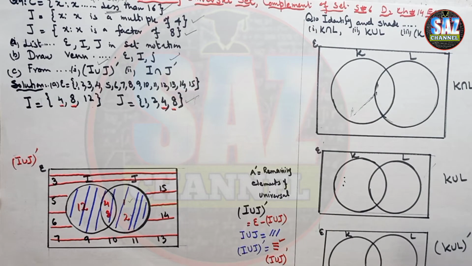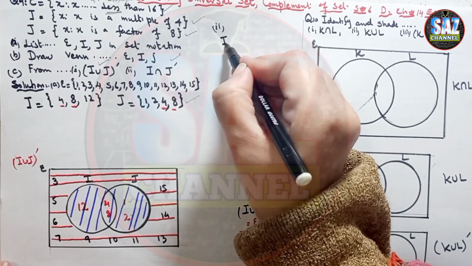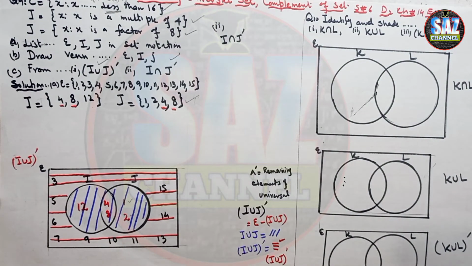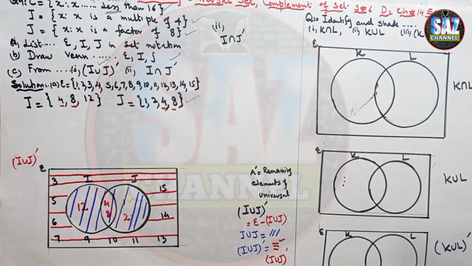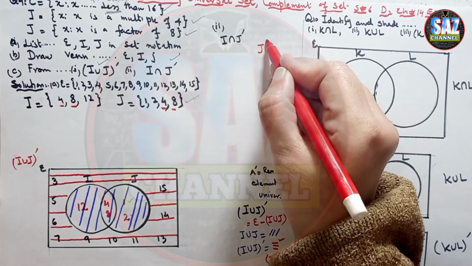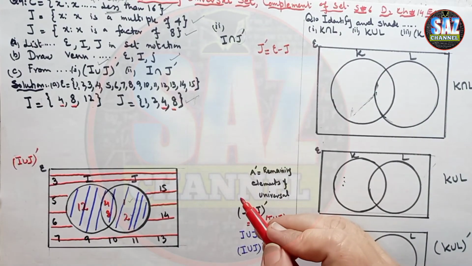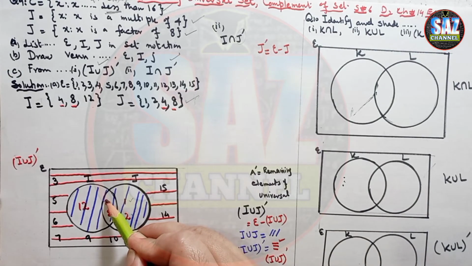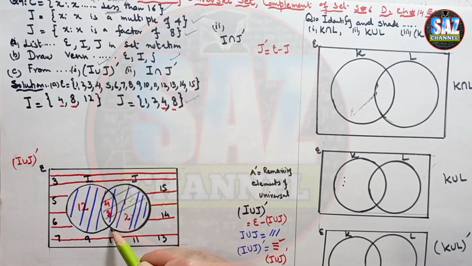And now coming to the second part, that is I intersection j complement. The second part from the Venn diagram that we have to find is I intersection j complement. First let's try to understand this part. J complement means that we have to discard j. So j complement means universal minus j. It means we have to discard this whole portion from universal.